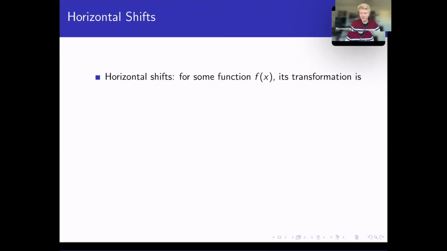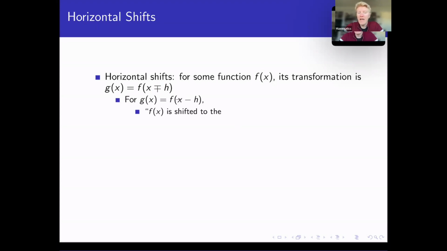Well, horizontal shifts are similar, but a little weird looking. So instead of plus or minus k on the outside, what we're going to have is minus plus on the inside. Now, that use of minus plus versus plus minus is very important, and you're about to see why. For f of x minus h on the inside, again, big difference. Vertical shift plus or minus k was on the outside. This time minus plus is on the inside. If you have f of x minus h, where minus h is on the inside, this is a shift to the right h units.